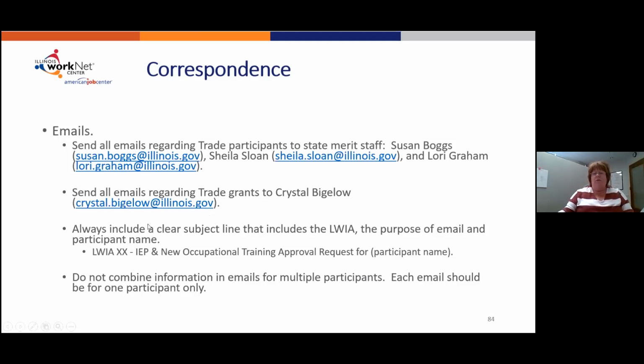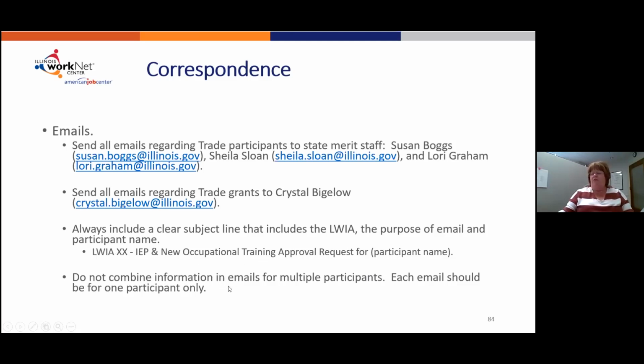We always ask that you include a clear subject line that includes not only the LWIA number, the purpose of the email, and the participant name. So here's an example: LWIA 10, IEP and new occupational training approval request, and put the participant name. Because generally when we have to search for an email that has occurred 6 months ago, we will put in that participant name, and it's very easy for us to find if we need some information from that. And this tells us clearly what we're looking at when we open that email. What are we looking for?